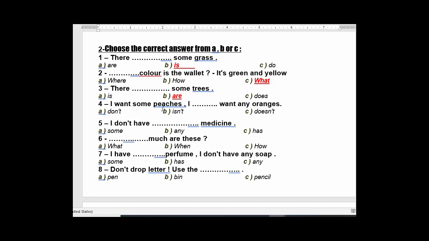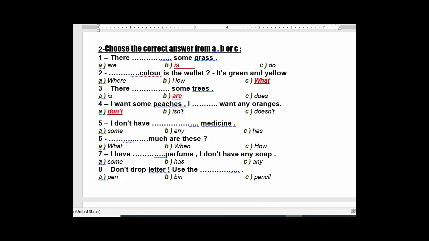I want some peaches. I blank want any oranges. As you know, we use any with negative sentences. And here we have don't, isn't, doesn't. We use don't with I: I don't want. So the answer will be I don't want any oranges.